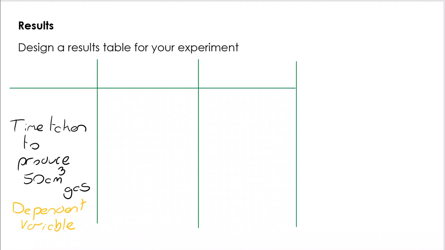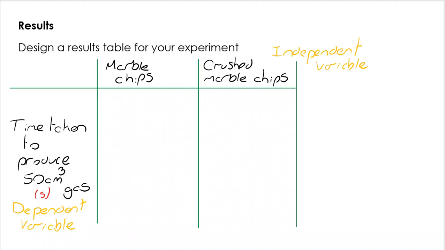I'm still not quite there though. I've missed the units. So I need to say that we're measuring that in seconds. What am I going to put at the top? Well, we're doing marble chips and crushed marble chips. There are no units for that. They are descriptive headings, but they are the independent variable. They are the things we are choosing to change. And in any results table that you ever design, what we're going to be looking for is that you have got the independent variable and the dependent variable within your table with all appropriate units.